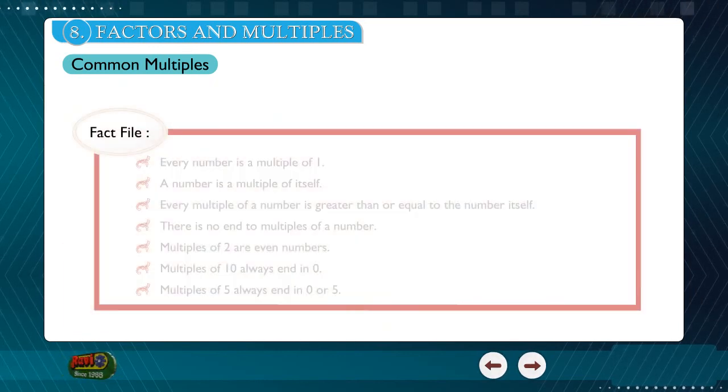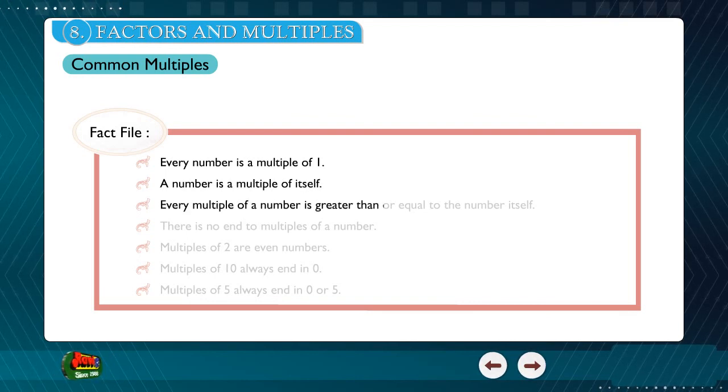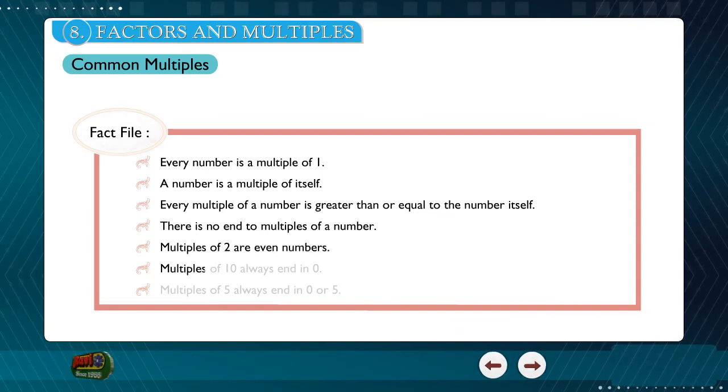Fact file. Every number is a multiple of 1. A number is a multiple of itself. Every multiple of a number is greater than or equal to the number itself. There is no end to multiples of a number. Multiples of 2 are even numbers. Multiples of 10 always end in 0. Multiples of 5 always end in 0 or 5.